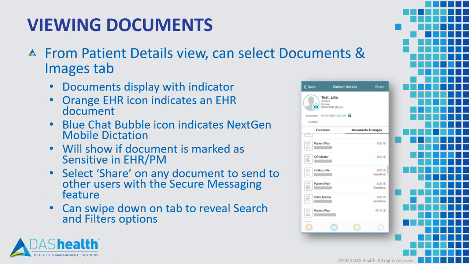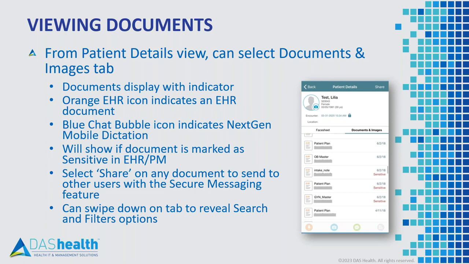For example, the orange EHR icon is going to let you know that document lives in the EHR. A blue chat bubble icon will let you know that it was a NextGen Mobile dictation document. So we can quickly see that here to differentiate between those. If any of these documents are associated with sensitive encounters, they will be marked as sensitive, as you can see here in the screenshot. So you can quickly see that before deciding if this information should be shared.